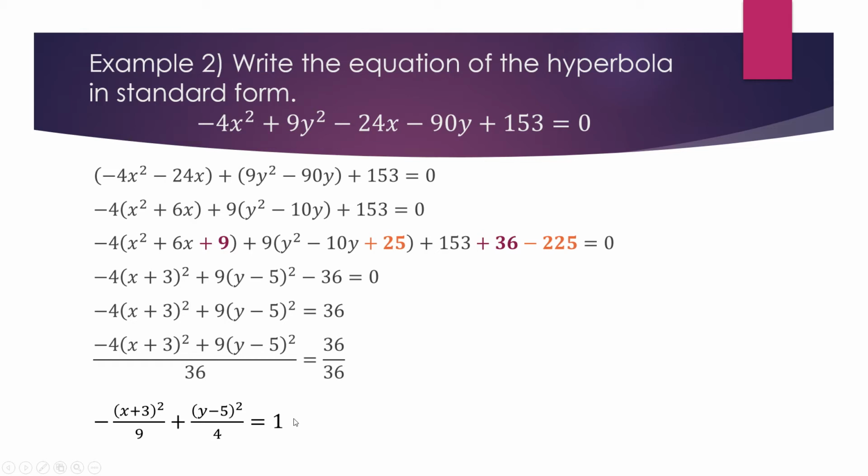The last thing we want to do to get this all the way into standard form is that we want the positive term to come first. So we're going to write this as y minus 5 quantity squared over 4 minus x plus 3 quantity squared over 9 is equal to 1. All I've asked us to do for this example is to write it in standard form, but now that it's in standard form, you could do like what we did in example 1. We could identify all the key features and then sketch the graph. We would know that this is a vertical hyperbola because our y term is the positive term here.